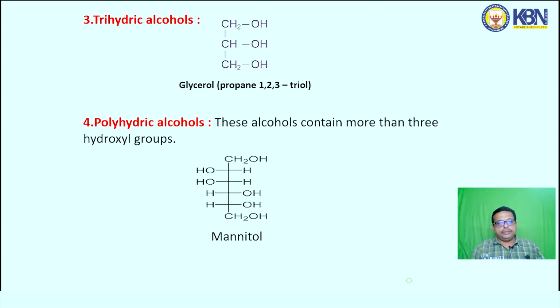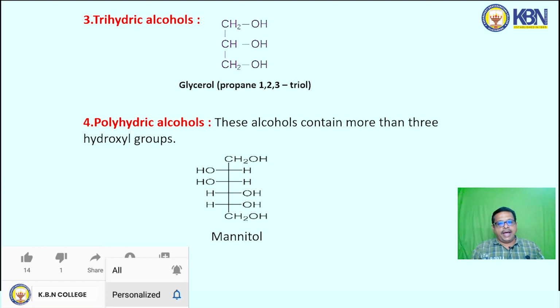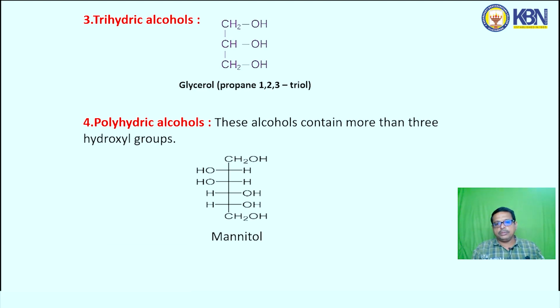The last one, polyhydric alcohols. Usually, these kinds of alcohols contain more than three hydroxyl groups. See, in the given example, it has more than three hydroxyl groups. The best example is mannitol. Mannitol contains polyhydric OH groups.